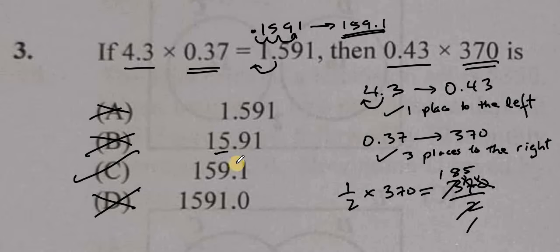And of course, 159.1 is the closest that we have to 185. And as we said before, since we're not looking at a half, but a little bit less than a half for the actual question, our answer should be a little bit less than 185.